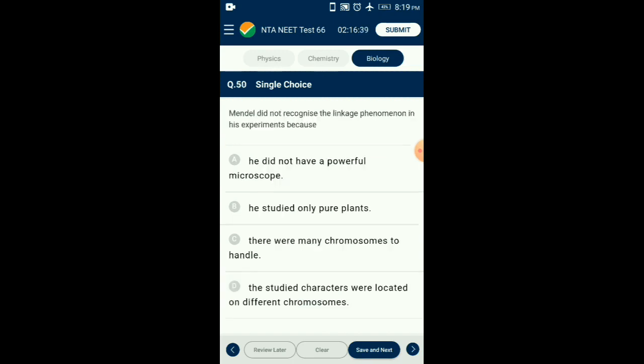Question number 50. Mendel did not recognize the linkage phenomenon in his experiments because characters he studied were located on different chromosomes. He studied 7 pairs of characters which were present on 4 different pairs of chromosomes. So the answer is option D. The studied characters were located on different chromosomes.